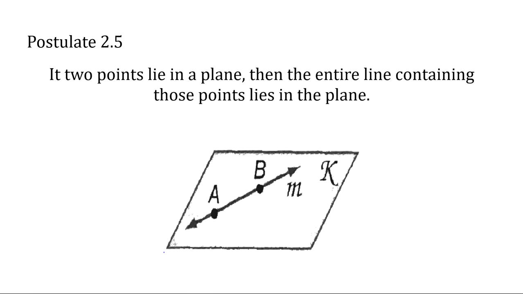Postulate 2.5 tells us that if 2 points lie on a plane, then the entire line containing those points is in that exact same plane. Remember, you need 2 points to create a line. So if the 2 points are in a plane, that line is going to be on the plane, and that plane is going to go on forever. The line is going to go on forever. So as long as you have 2 points in the plane, the entire line containing those points is in that exact same plane.